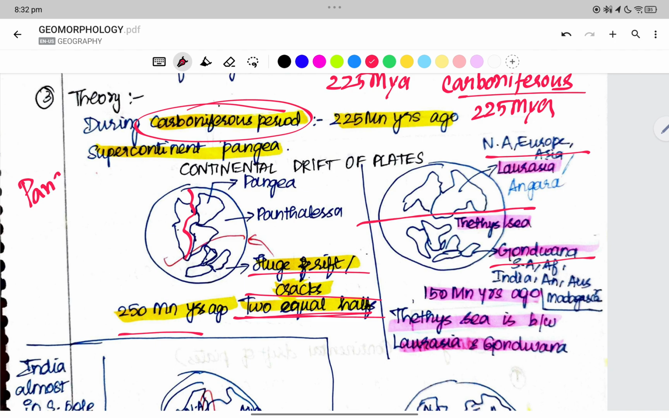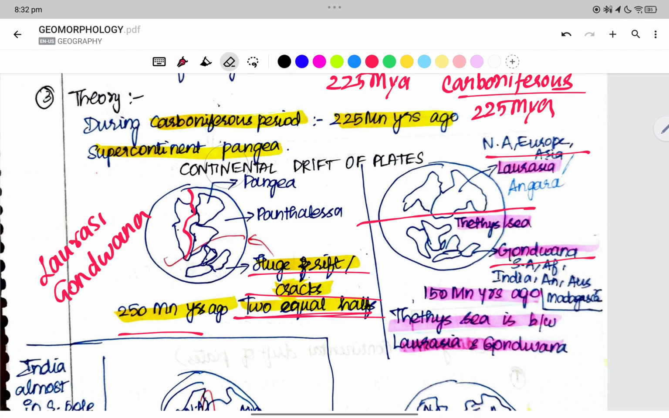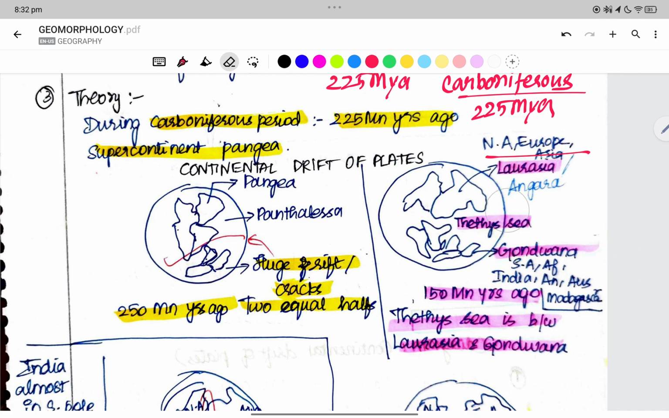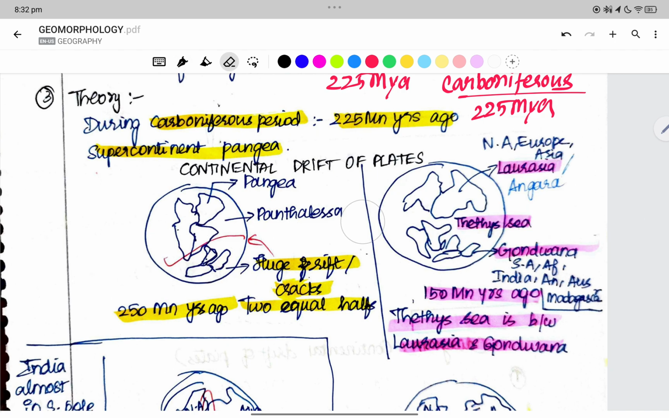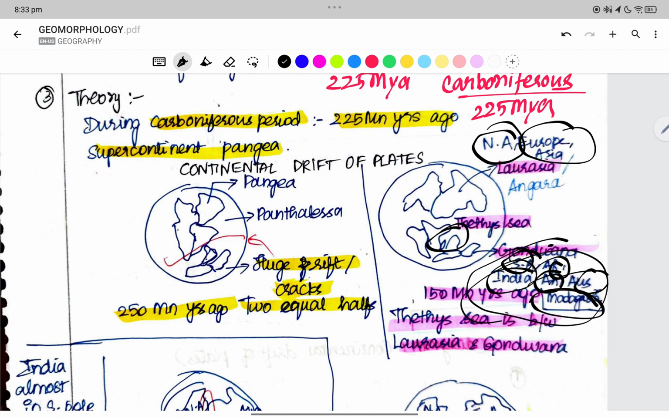So we have Pangaea, which broke into two parts called Laurasia and Gondwana. We have Panthalassa, right? In between them, the Tethys Sea got filled in. Laurasia has Asia, North America, and Europe. South America, Africa, India, Antarctica, Australia, and Madagascar are in Gondwana.